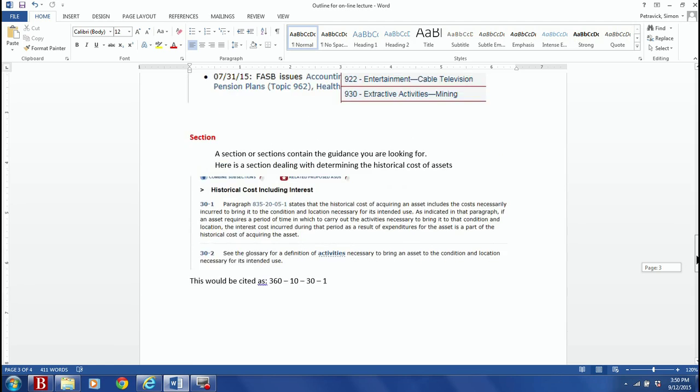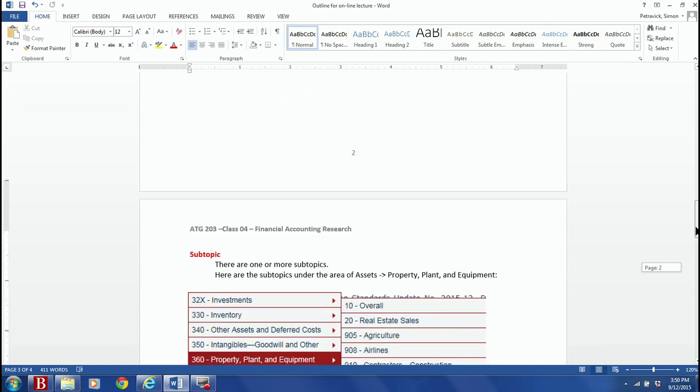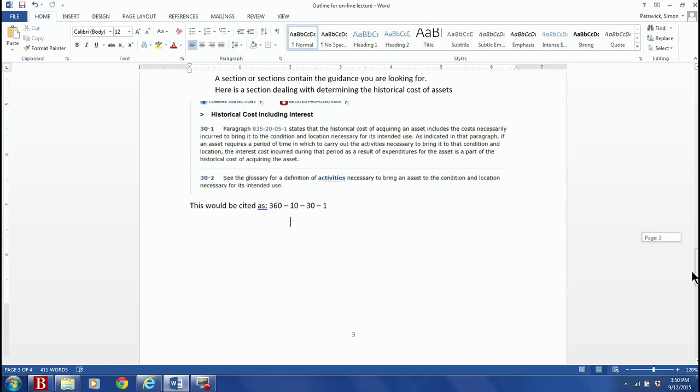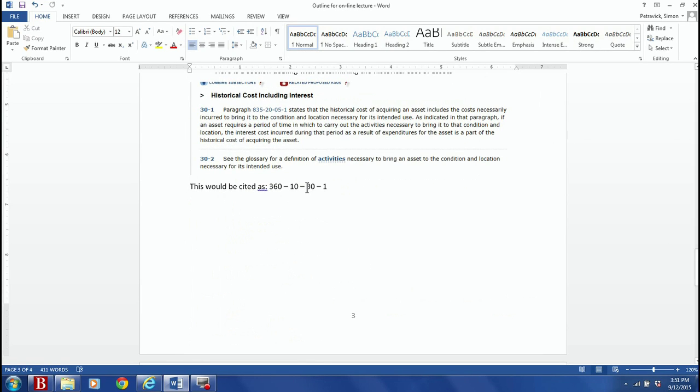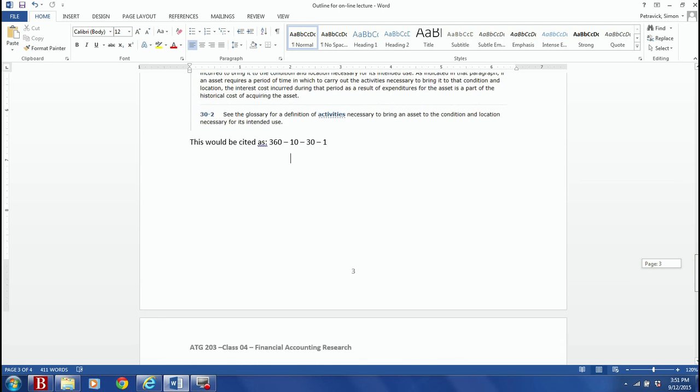We start with the very broad topic. We indicate the subtopic where it is found, and then the last 2 numbers indicate the section and paragraph where the specific guidance can be found. I'll stop the video now and create a second one that continues with the next page of the outline.